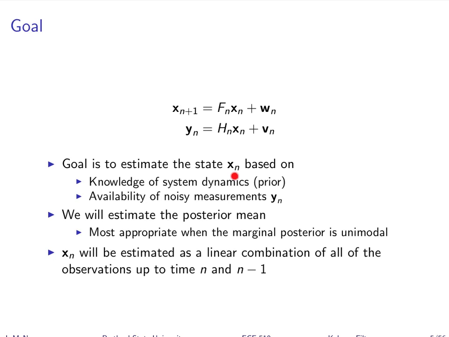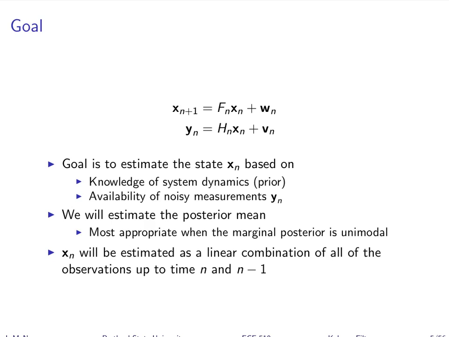So as always, we're trying to estimate the state, and we've got knowledge of the dynamics, and we've got noisy measurements that somehow linearly relate to the state. And we're going to estimate the posterior mean. That's what the Kalman filter gives us, so we can't do medians or modes. We're going to try to estimate the mean of the posterior.